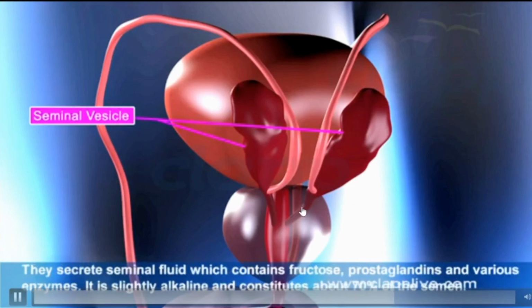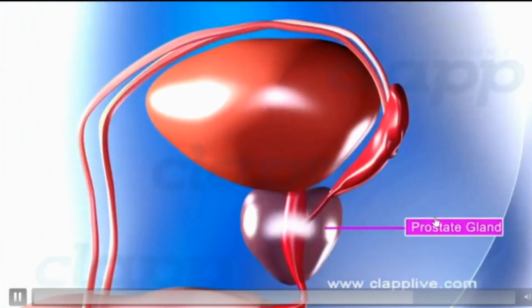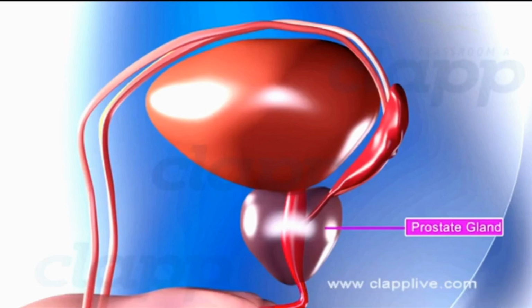They secrete seminal fluid which contains fructose, prostaglandins, and various enzymes. It is slightly alkaline and constitutes about 70% of the semen. The prostate gland is a chestnut-shaped gland which lies at the base of the urinary bladder. It surrounds the first part of the urethra. The secretion of the prostate gland, the prostatic fluid, is slightly acidic due to the presence of citric acid, which helps in sperm motility.